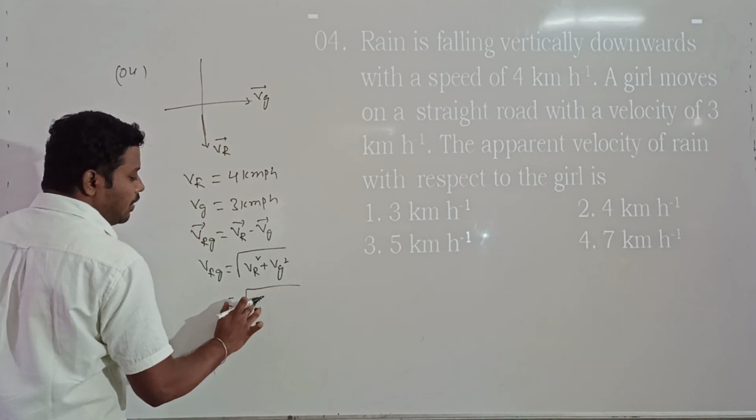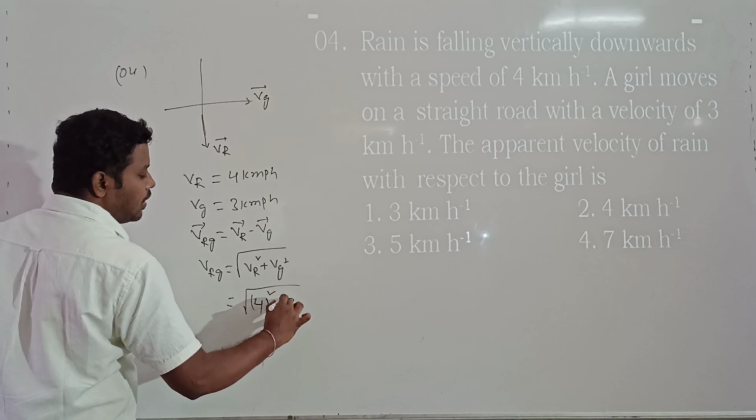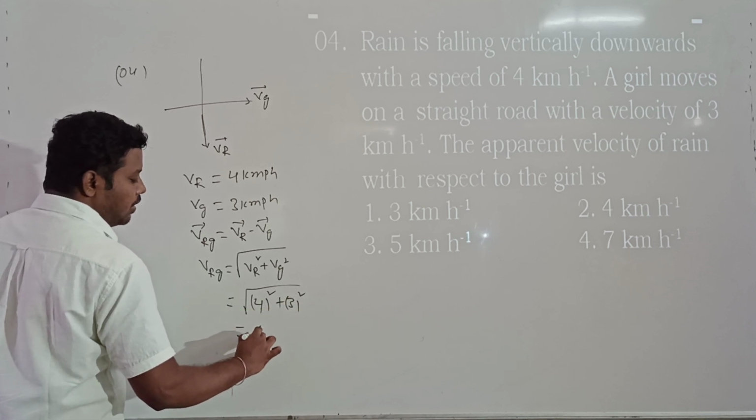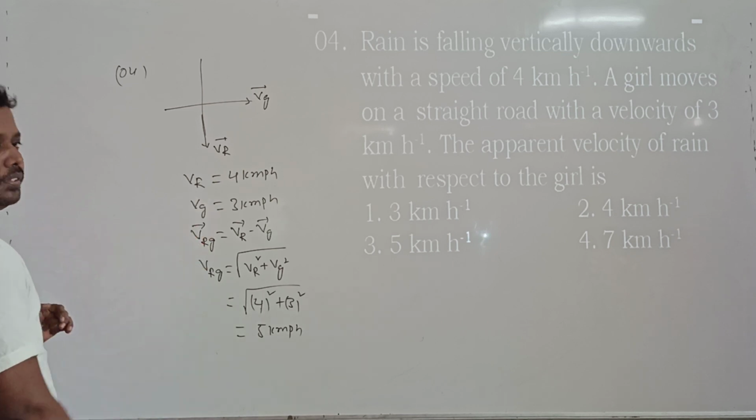So that is v_r value, 4 square, plus v_g value, 3 square. So 16 plus 9 is 25, root of which gives 5. So the answer is 5 kilometers per hour. Which option? The third option.